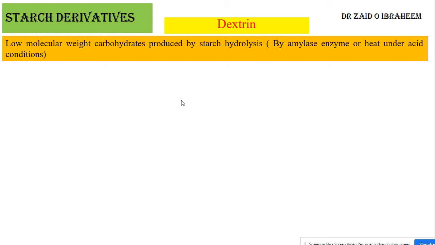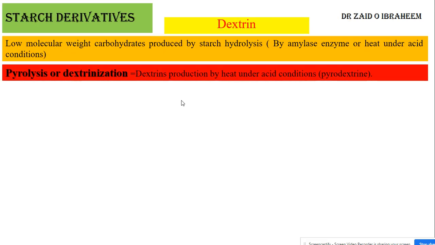Of course, dextrins are fragments of starch, so their molecular weight is lower than that of starch. The process of dextrin formation by heat, when dextrins are produced under heat or acid, is called pyrodextrin. We call this process pyrolysis or dextrinization. So the dextrinization or pyrolysis process is the application of heat along with acid to the starch, and this will convert the starch into smaller fragments which are known as dextrins.